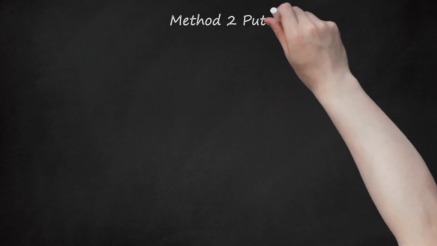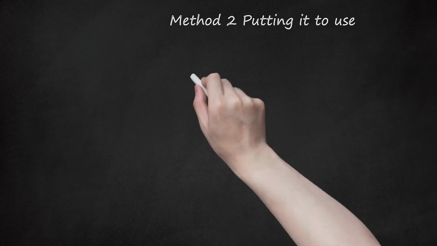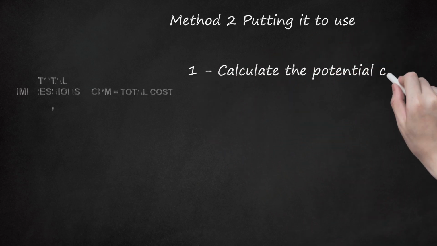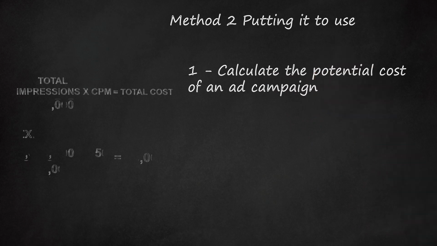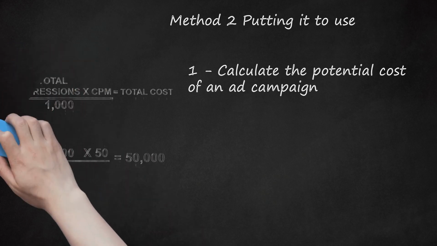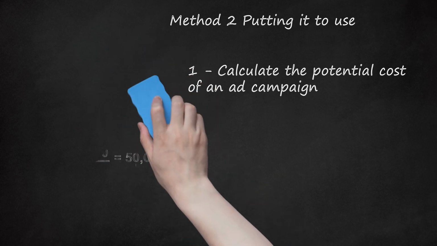Method 2. Putting it to use. 1. Calculate the potential cost of an ad campaign. Often a CPM rate is established by someone selling ad space. You can instead use this formula to determine how much your campaign will cost you for a certain number of ad views. Total cost equals total impressions times CPM, divided by 1,000. For example, 1 million impressions at a rate of 50 CPM, that's $50 per 1,000 impressions, would cost $50,000.